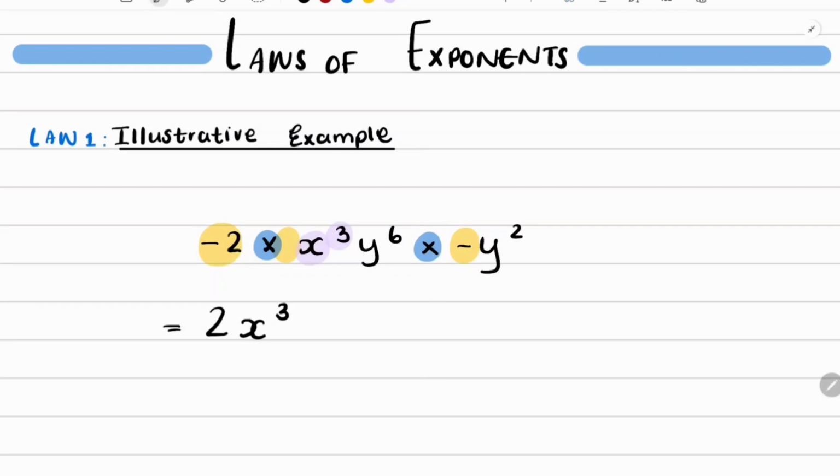Nothing happened to it. Then we have the y. And in this y we have, here we don't have a y in that expression. Here we have a y to the power of 6. And in this part we have a y to the power of 2. We're going to just multiply those together. y to the power of 6 times y to the power of 2 is going to be y to the power of 6 plus 2, which is 8. And that is our answer.